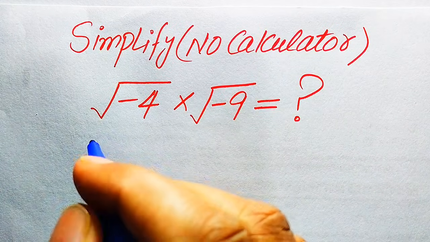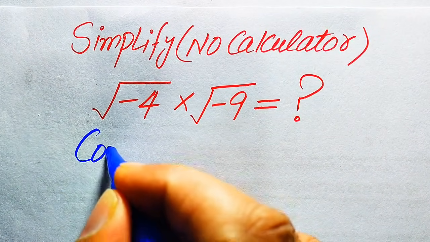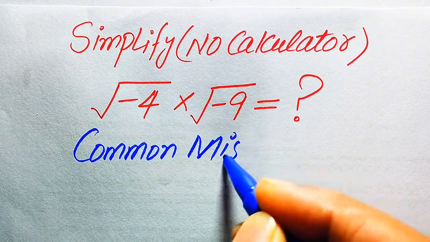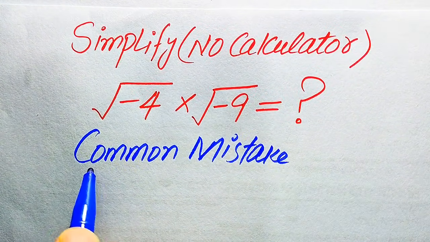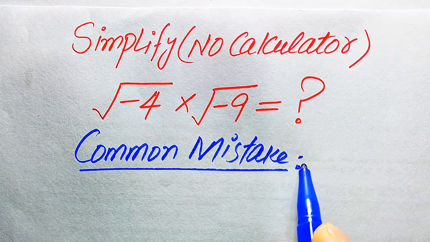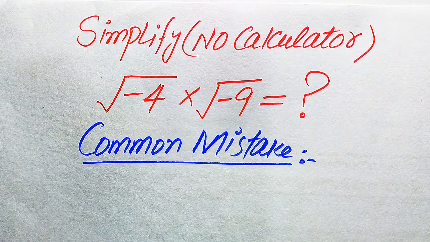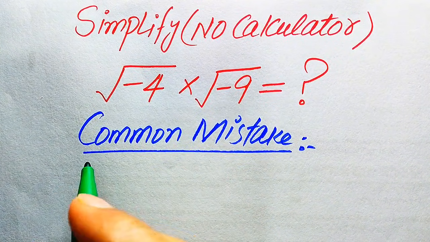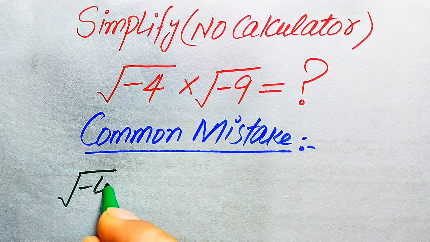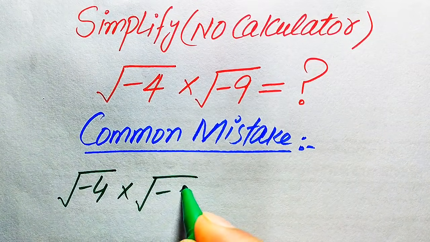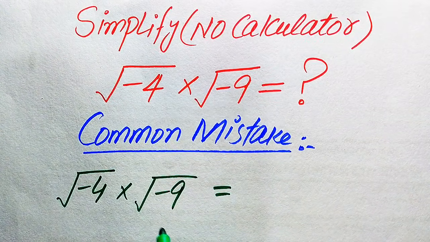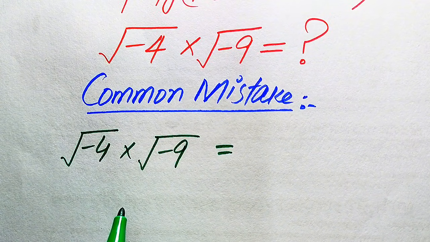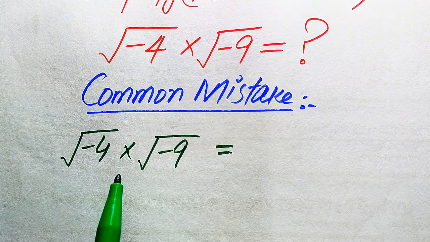So the very first step we are going to do is discuss some common mistakes which students can make in the exam. First, students can solve this problem in this way. He or she can combine the square root of both of these two values, using the product rule of radicals or product rule of square root.